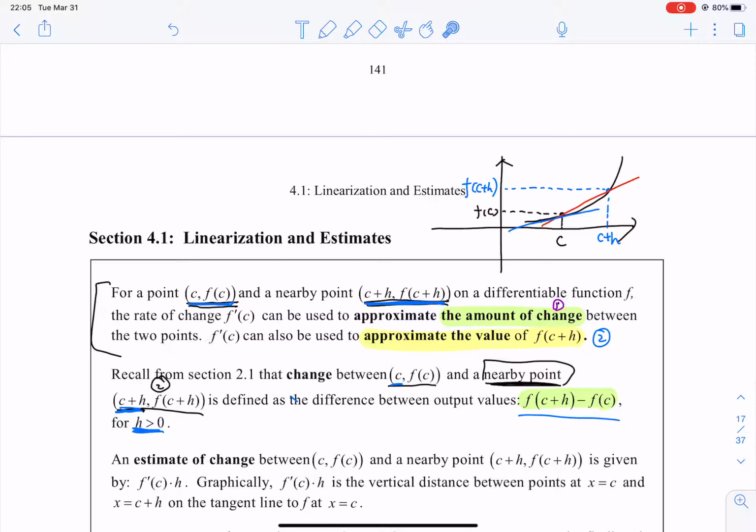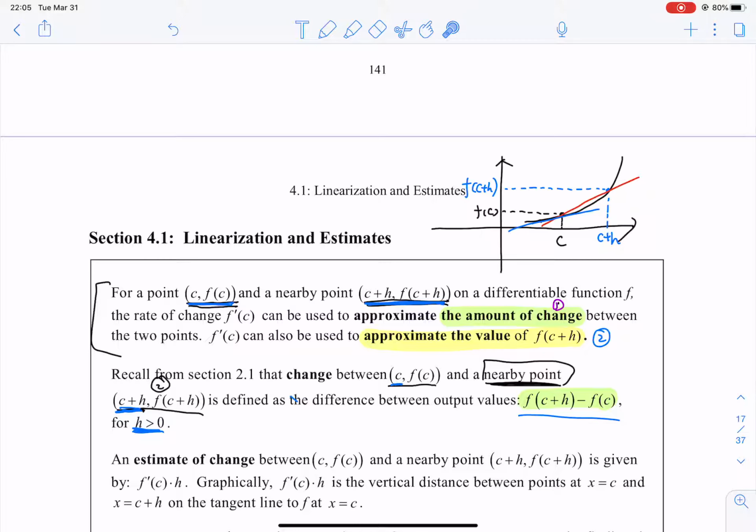But we know from the second chapter, when these 2 points are super close to each other, then the tangent line and the secant line, we can just take them as the same line.